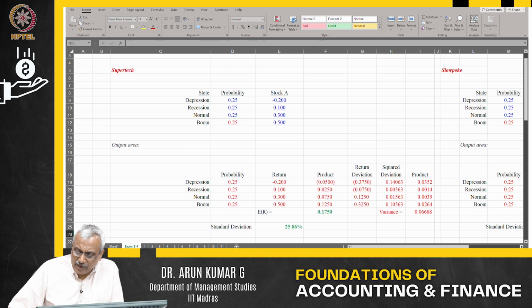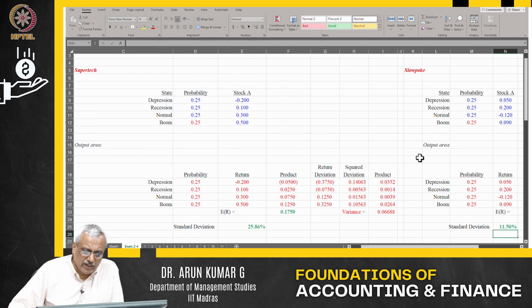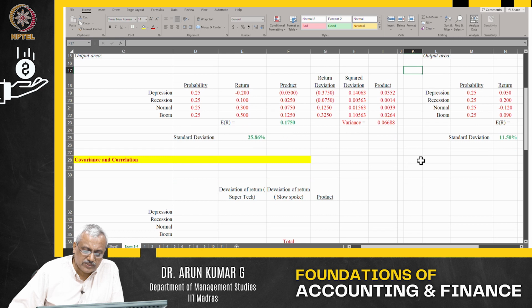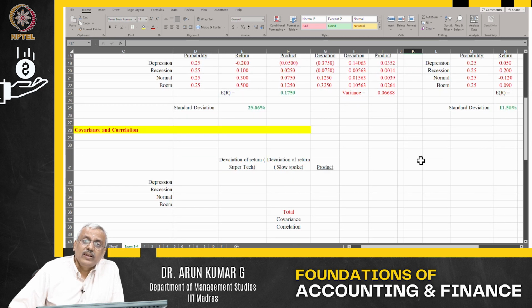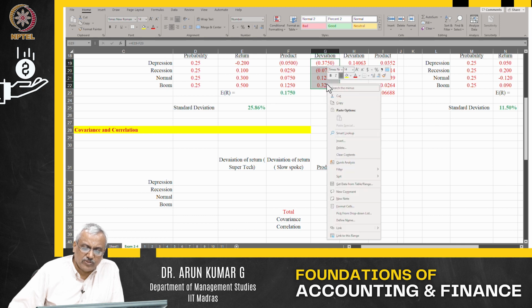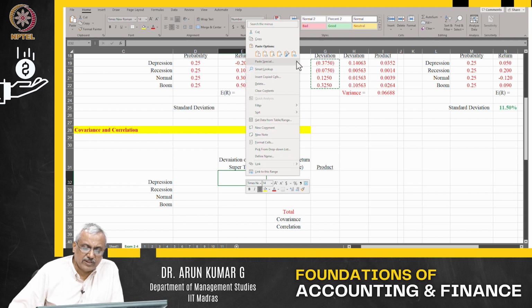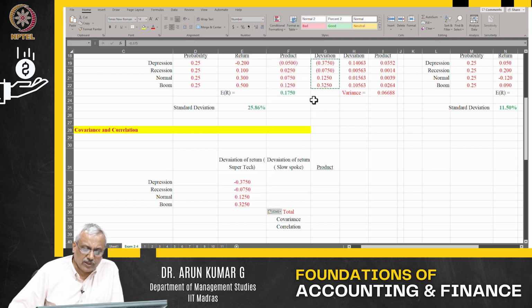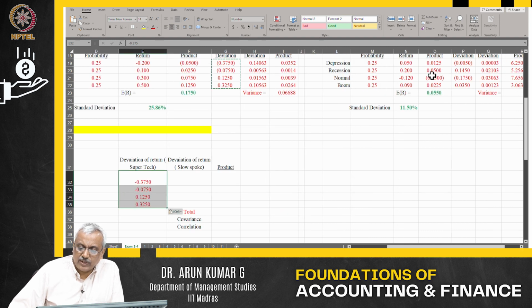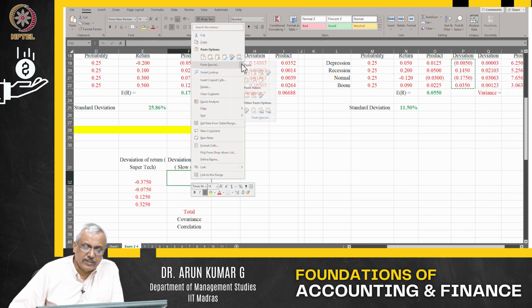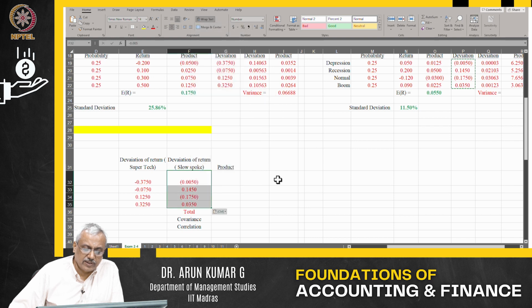Now, in the next step, I am going to look at the covariance and correlation. I just have the deviations from the return. I am going to copy those deviations from the return of Slowpoke, and the same thing for the other stock, since I am looking at the covariance.